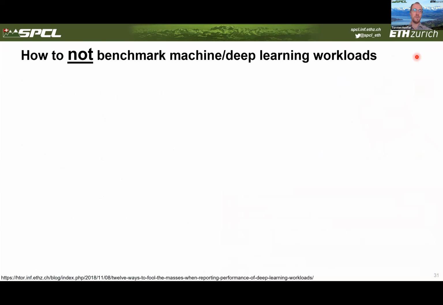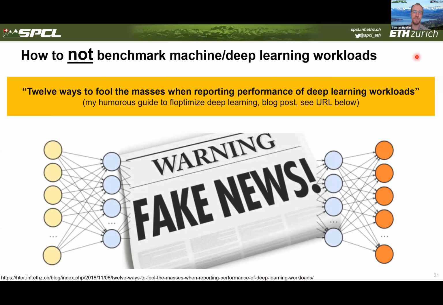I have another 12 rules, 12 ways to fool the masses when reporting performance of deep learning workloads. So this is really a humorous guide, in the New York Times if you look at deep learning and other experiments. So thank you very much.